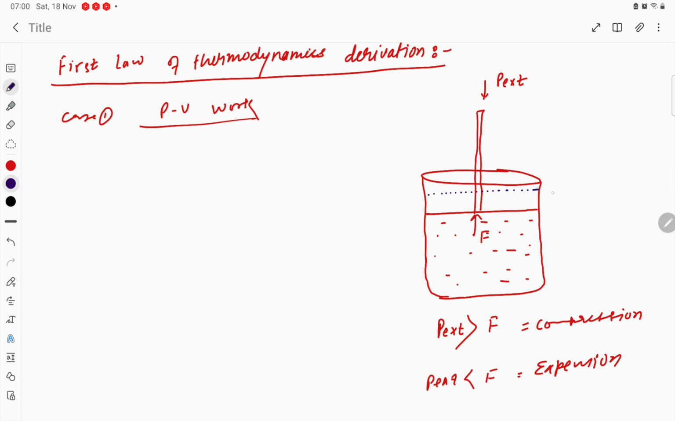So how much is the volume change, student? The distance change is dl, very small, and this is L, the total length, right? And this is the area of cross section. So work is equal to what, student? Work is equal to force into displacement.